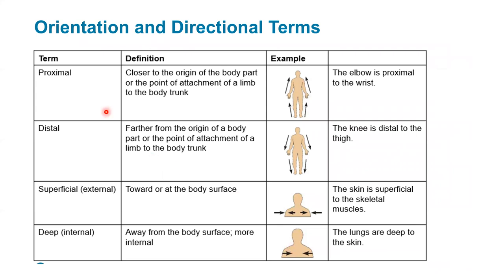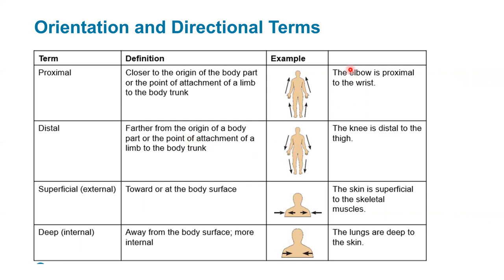Proximal and distal. Now, proximal and distal refer to arms and legs, right? So when we're talking about the trunk, we're using superior and inferior. When we're talking about arms and legs, we're using proximal. Proximal means close to the body attachment, or distal, farther away from the body attachment.